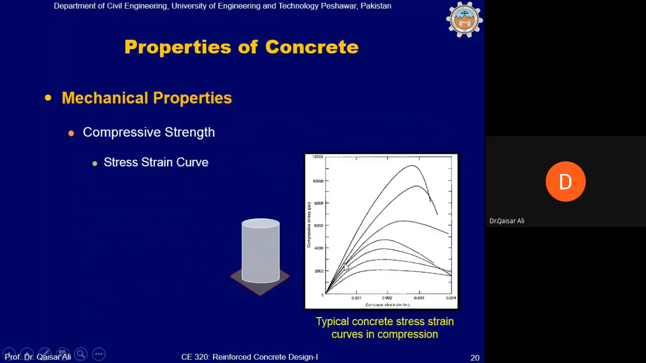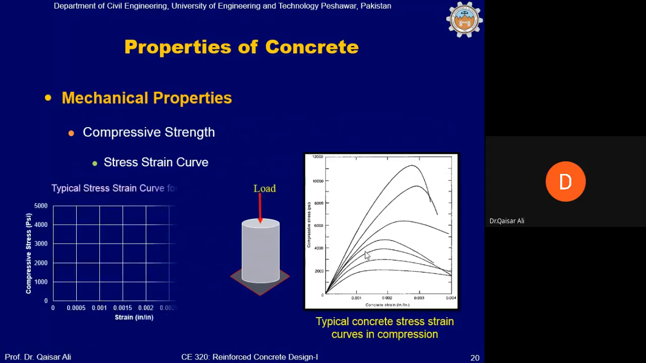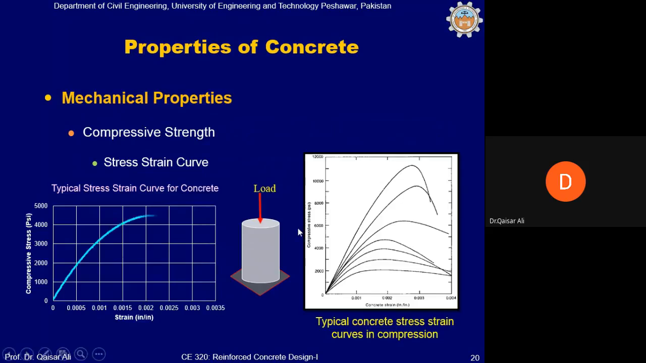This is a typical stress strain curve for a cylinder. When the load is applied on the cylinder, the stress is the load divided by the circular area, pi by 4 d squared. If you are able to measure the deformation of the cylinder, then the change in deformation divided by the total length of the cylinder will give you the strain. You can plot the stress versus strain on a graph paper like this.